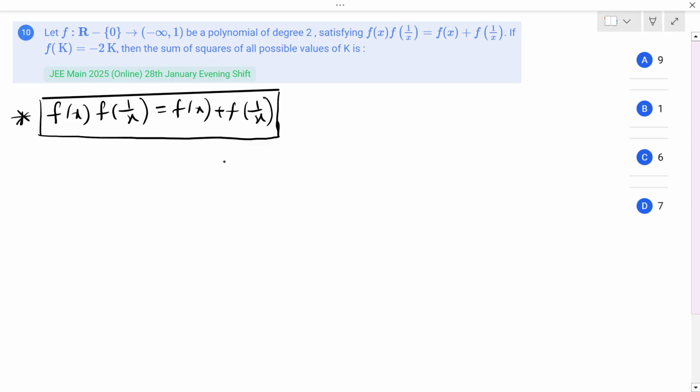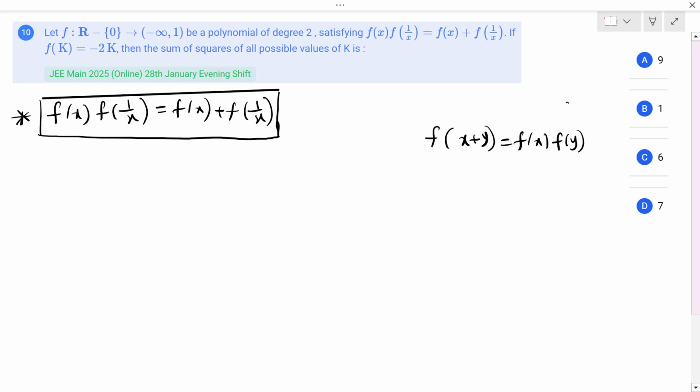So how to solve the functional equation? There is a special topic, of course. We will go in depth in the functions chapter. For now, let us try to understand quickly what is a functional equation. Let me give a simple functional equation to understand it. That is, let us say f of x plus y is equal to f of x into f of y.